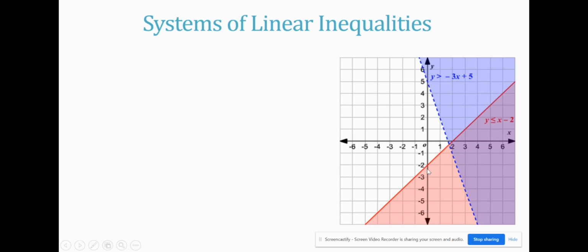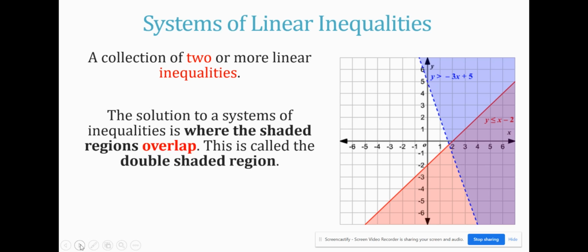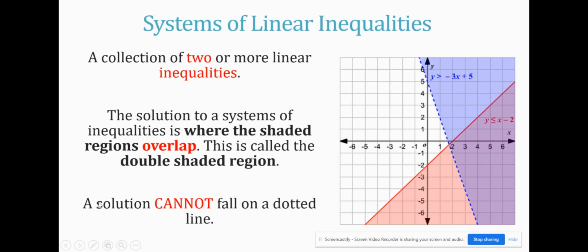we have one inequality graphed and shaded, another inequality graphed and shaded, and then we're going to see they overlap here. So a system of linear inequalities is a collection of two or more linear inequalities. The solution to a system of linear inequalities is where the shaded regions overlap. This is called the double shaded region. A solution cannot fall on a dotted line.